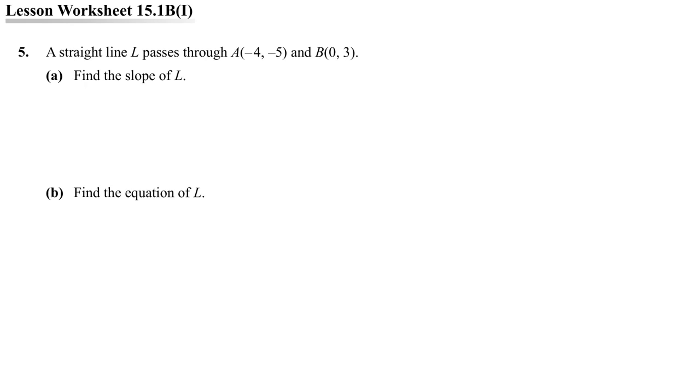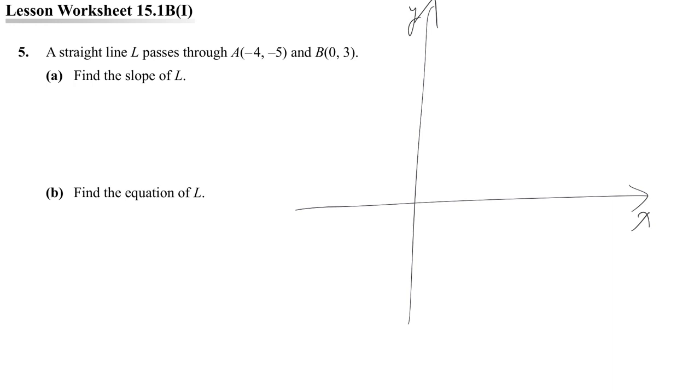We look at question 5, and then they give us 2 points, which are A and B. So we roughly draw the position again. Go back 4 steps, and then go down 5 steps. We get point A. And then do not go left or right, just directly go up by 3 steps. So we get point B. And then what is asked is about the equation of this L.